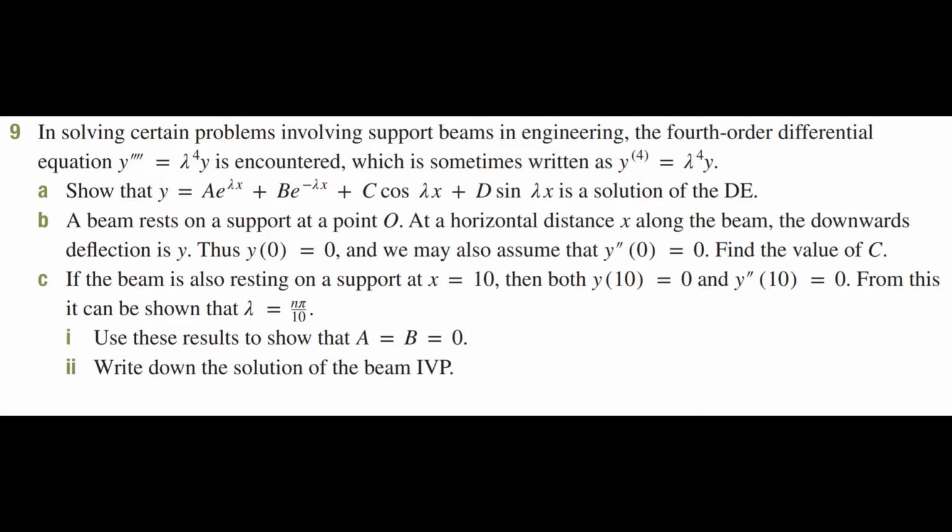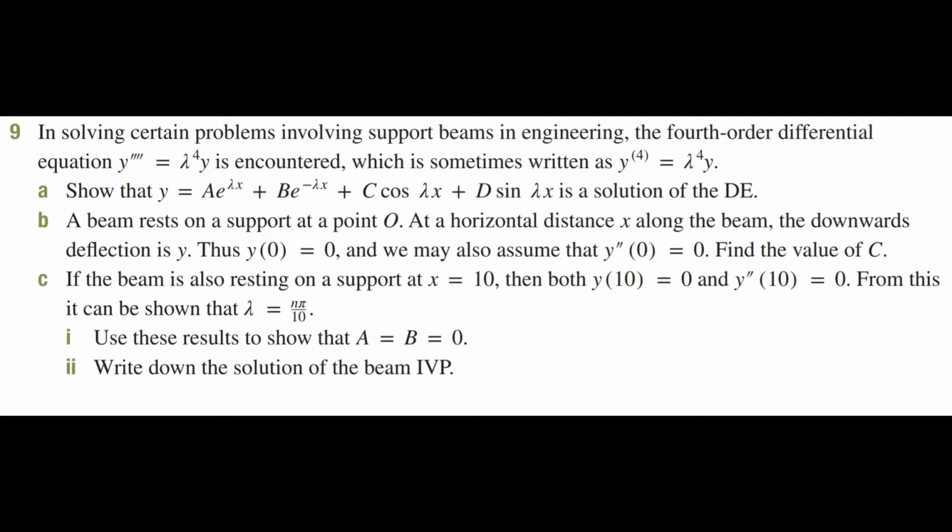Part A says to show that y = Ae^(λx) + Be^(−λx) + C cos λx + D sin λx is a solution of the differential equation. Part B says that a beam rests on a support at point O.